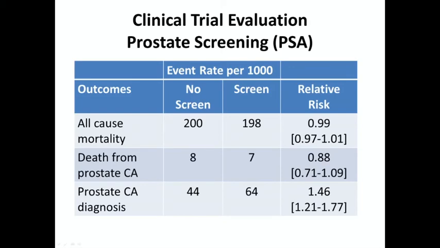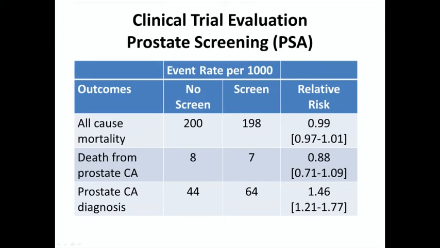So let's look at a clinical trial evaluation where somebody actually did do this kind of thing, with prostate screening again. When we look at all-cause mortality, in the screening group there were 200 deaths per 1,000, and 198 if people were screened for prostate cancer. So very little difference in the death rate there. We can wonder whether screening is useful. We see there's very little difference when we look at disease-specific mortality, the actual deaths related to prostate cancer. Once again, it's a very small difference.